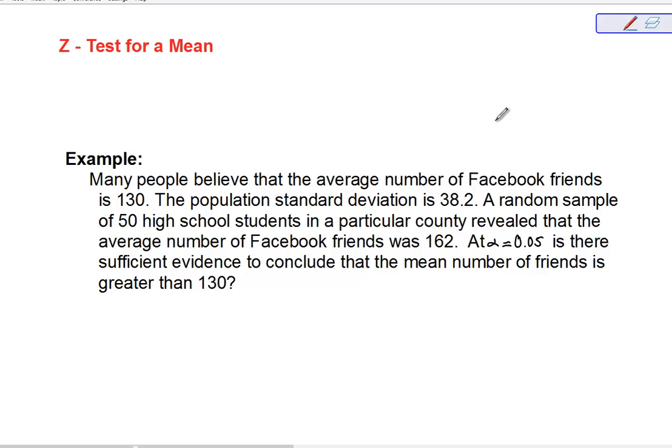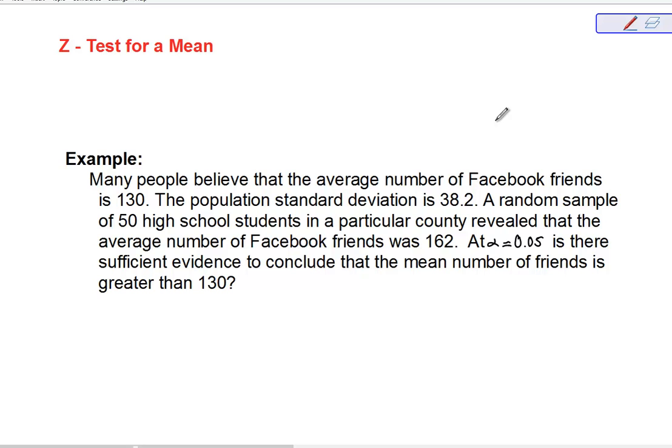Many people believe that the average number of Facebook friends is 130. The population standard deviation is 38.2. A random sample of 50 high school students in a particular county revealed that the average number of Facebook friends was 162. At alpha equal to 0.05, is there sufficient evidence to conclude that the mean number of friends is greater than 130? Now there's a lot of information in this problem.